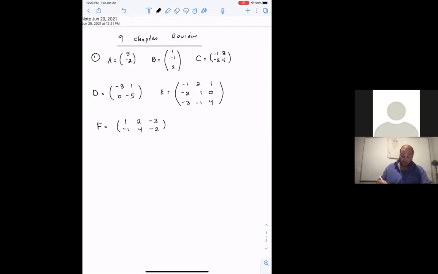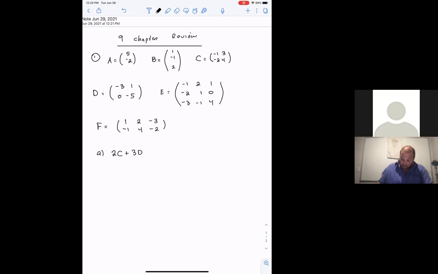Now we're going to have 10 parts to question 1. For each one, it says, find each of the following without using the matrix utility on the GDC, so no calculators. And if it does not exist, say why it does not exist. So the first one is 2C plus 3D.